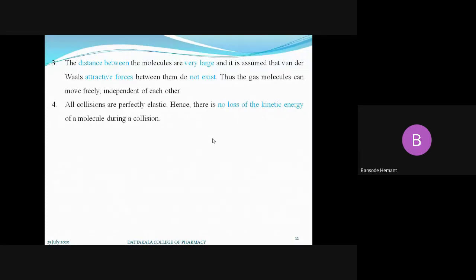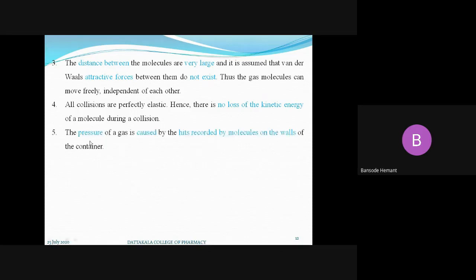There is no need to provide or utilize any additional energy. So what happens? There is no loss in the kinetic energy of the molecules during collisions, because the collisions form easily; they are elastic in nature. So why is kinetic energy not reduced? Why are we not getting a loss in kinetic energy in molecular collisions? Because of the elastic nature of the collisions.